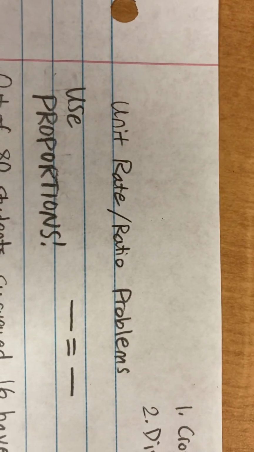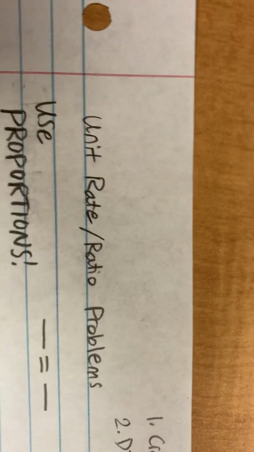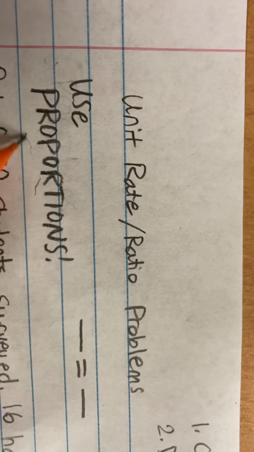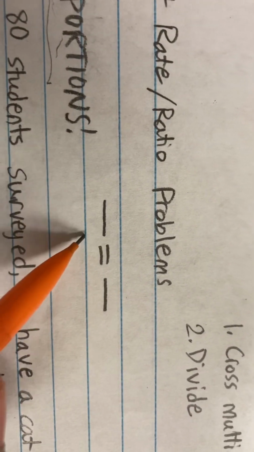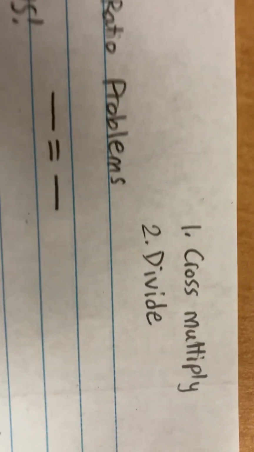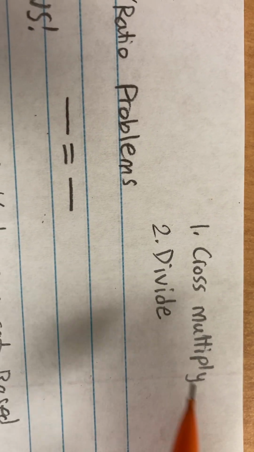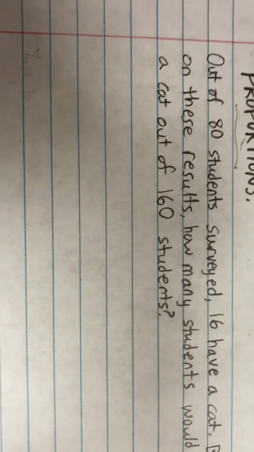So to do unit rate and ratio problems, you need to use proportions. And what is a proportion? Well, a proportion is just a comparison between two equivalent fractions. To solve proportions, there's just two simple steps. First, you cross multiply, and then you divide. Let's look at some examples.